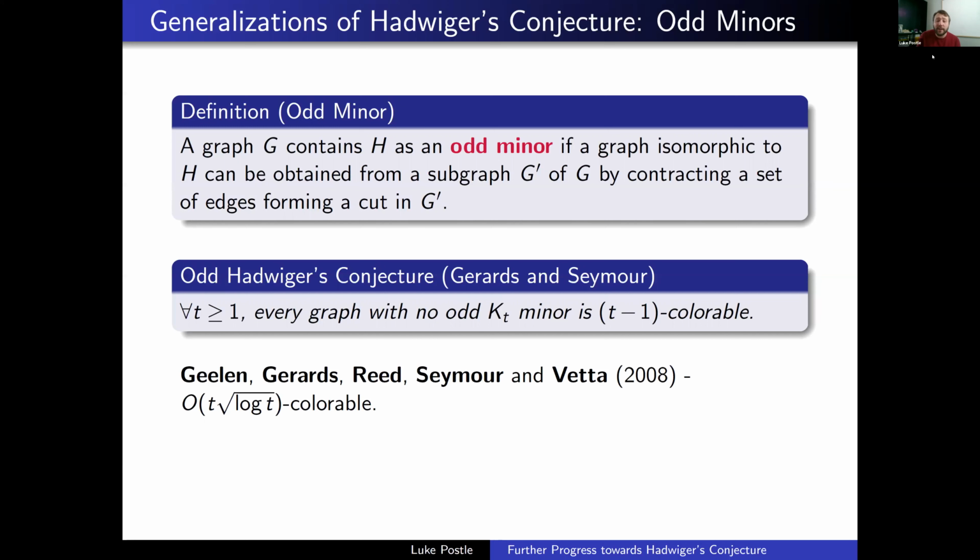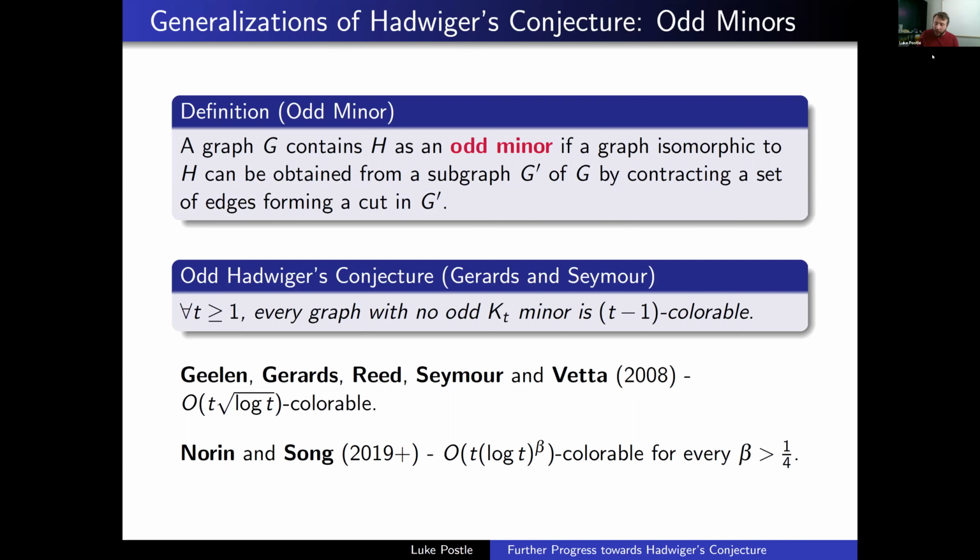And what's known about that? Well, Geelen, Gerards, Reed, Seymour, and Vetta in 2008 showed how to get t root log t colors. So that doesn't follow directly from degeneracy, because bipartite graphs have no odd K_3 minor, right? But can have arbitrarily high average degree. But they were able to crank this and add in other arguments to the Kostochka and Thomason bound and show that it also holds for odd minors. And then Norin and Song in follow-up work have actually extended that quarter proof to now work for odd minors as well. So t log t to the beta for every beta greater than a quarter. So this nice quarter result now also holds for odd minors, which is nice.